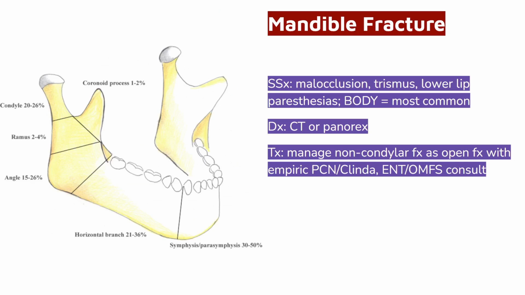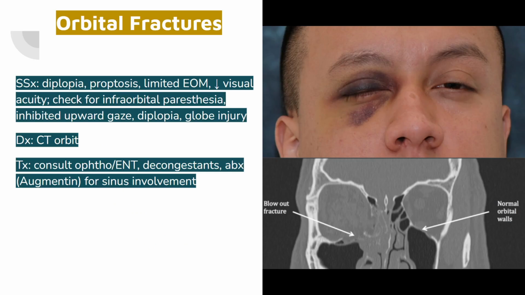Mandible fractures, pretty common, not a huge deal in terms of life-threatening stuff, but they may predict other pathology. You're going to figure that out with malocclusion. They're going to be unable to open their mouth, lip paresthesias. The body is most common. CT is probably your imaging modality of choice if available. And obviously, you're going to give them antibiotics with an ENT or OMFS consult. These are open fractures almost by definition.